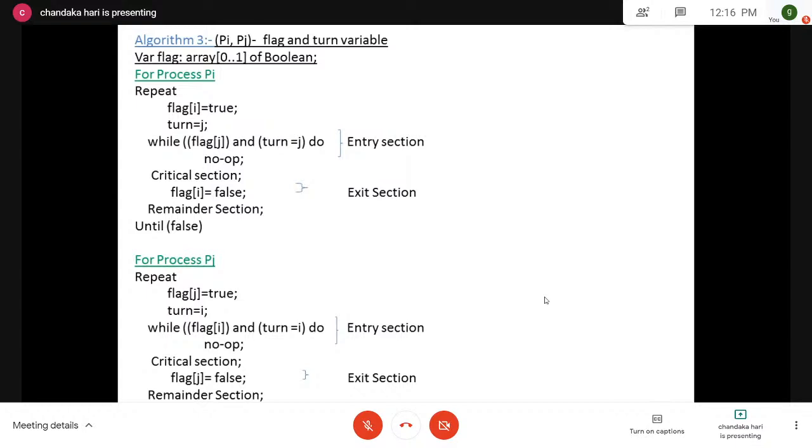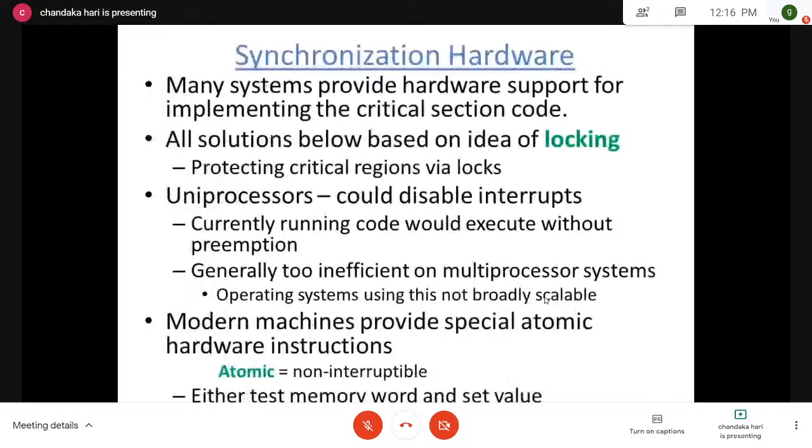This is how you write a software solution for protecting data which is shared by more than one process, so that it does not become inconsistent. Now, the solution can also be implemented by using hardware. That's why the title is given as synchronization hardware. Before going to the detailed discussion, in this we are going to see some techniques.